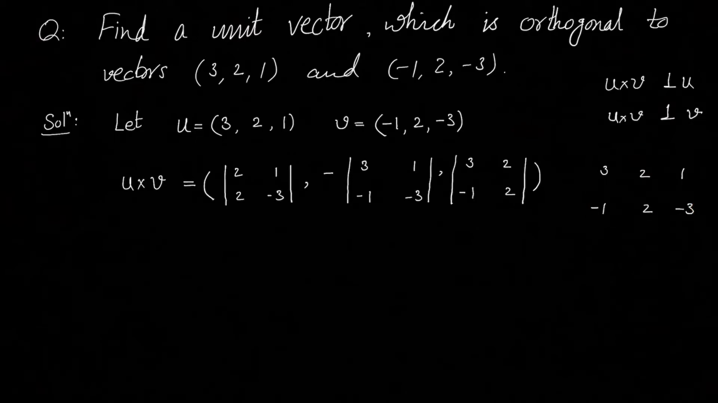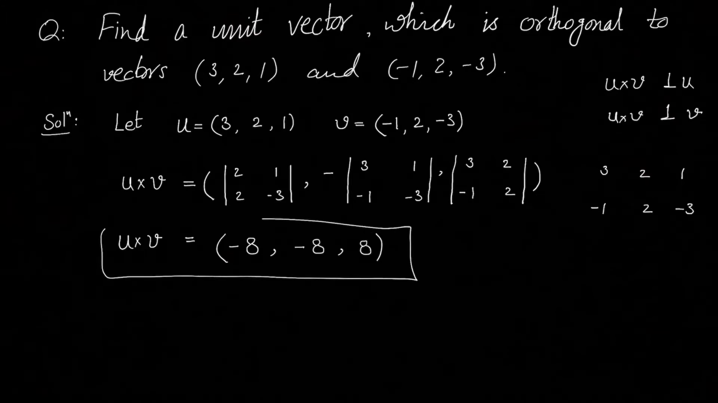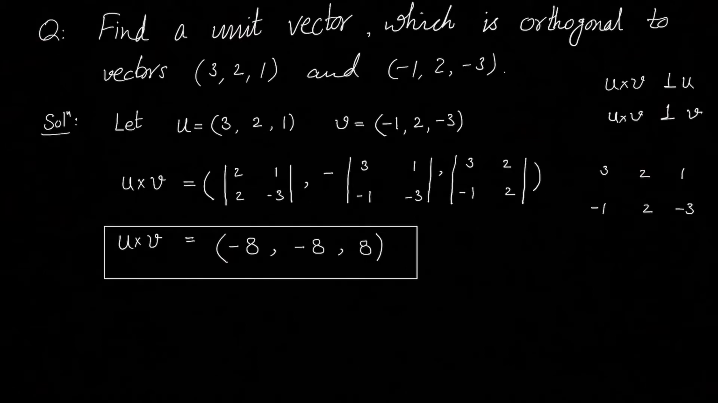Now simplify these components, you will get minus 8, minus 8, 8. So this is your cross product of vectors u cross v, and this vector is orthogonal to u and v. Now we just have to make it a unit vector. That means we have to do the normalization of this vector. Suppose this is equal to the vector w.